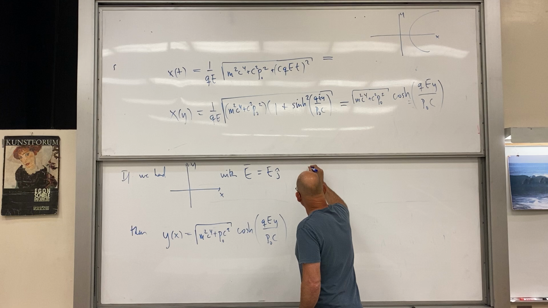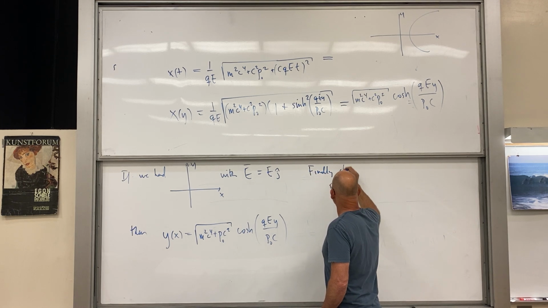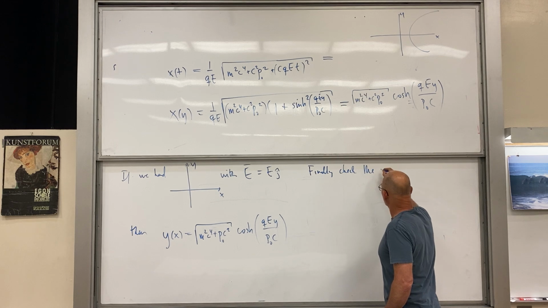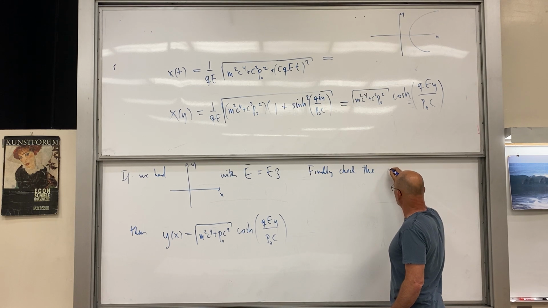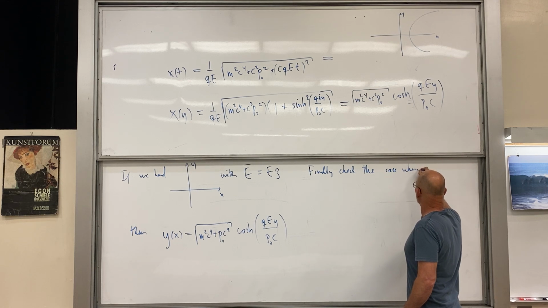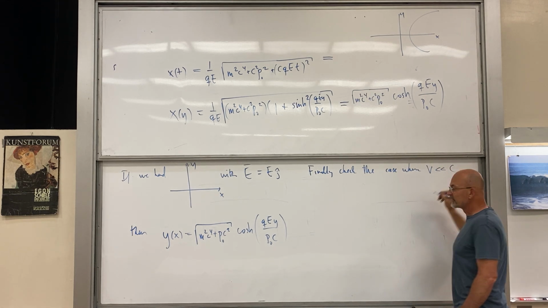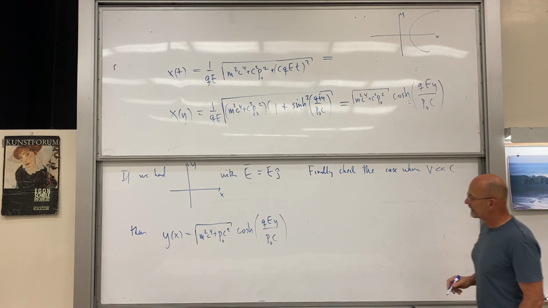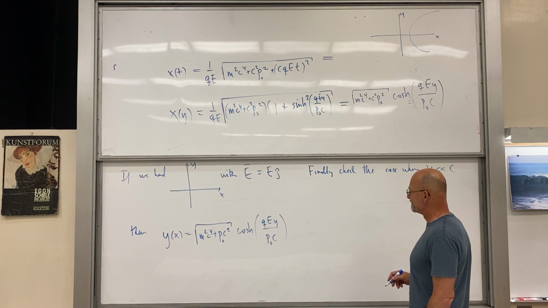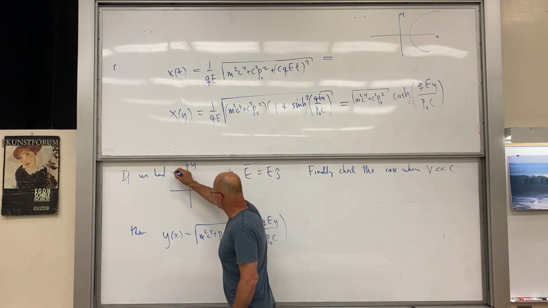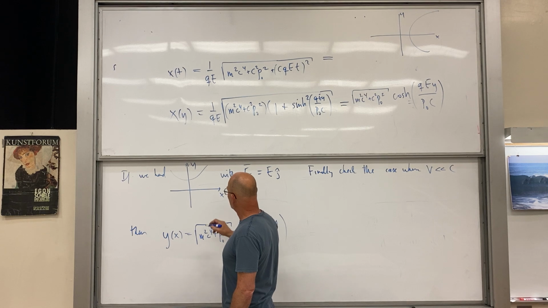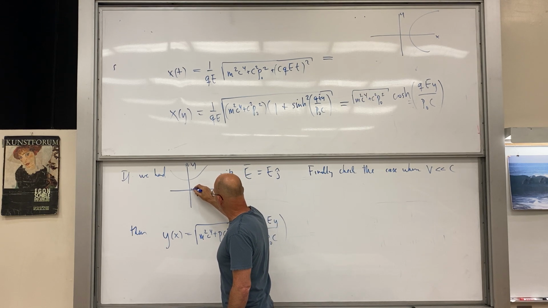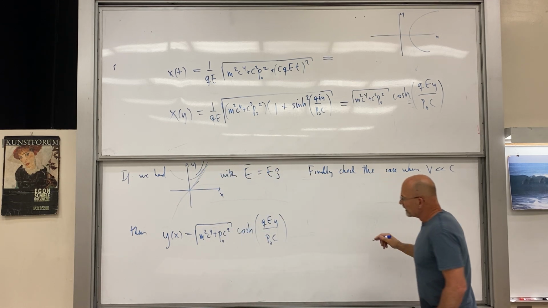Good, so finally let's check the non-relativistic case, or the case where v is much less than c, the velocity of our particle. So hyperbolic cosine goes like that. Hyperbolic sine goes like that. Okay. So let's have a look.